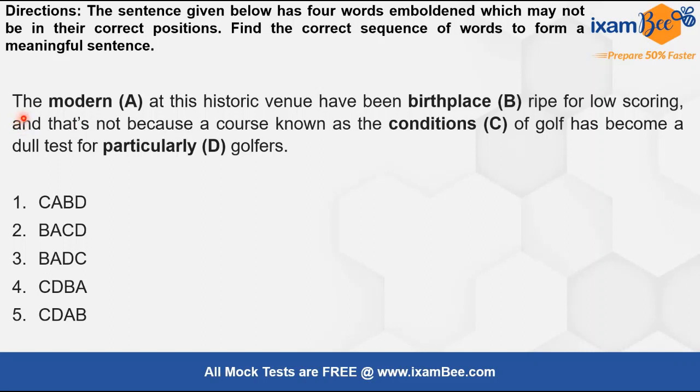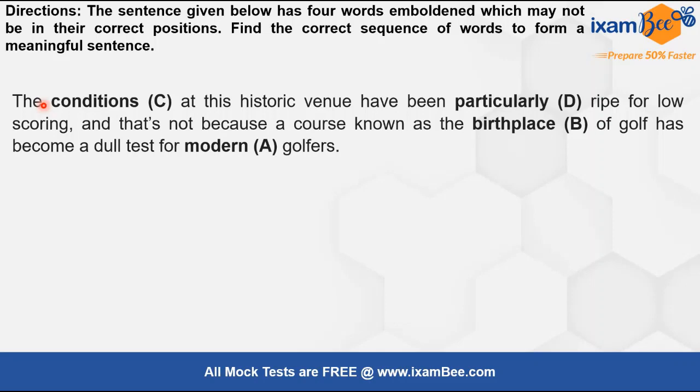So the sentence now says, the conditions at this historic venue have been particularly ripe for low scoring, and that's not because a course known as the birthplace of golf has become a dull test for modern golfers. Okay, so when we see the correct order, we have found it C, D, B, A. Alright, option 4 is the correct answer here, and this is the correct sentence, C, D, B, A.